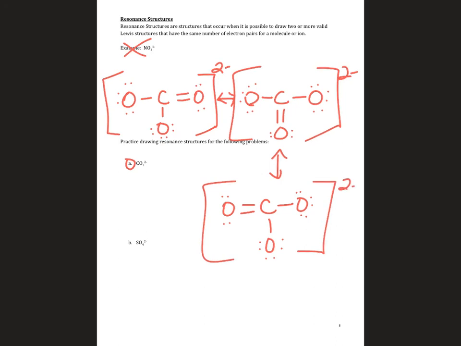Sometimes there could be 3 like mine, there could be 4, there could be 5, there could be 6. It just depends on how many different places you could put that double or triple bond. So when you see a question that says draw all the resonance structures for this, that's all they mean. Just look at the different ways that it could be drawn. So that's kind of the end of this.